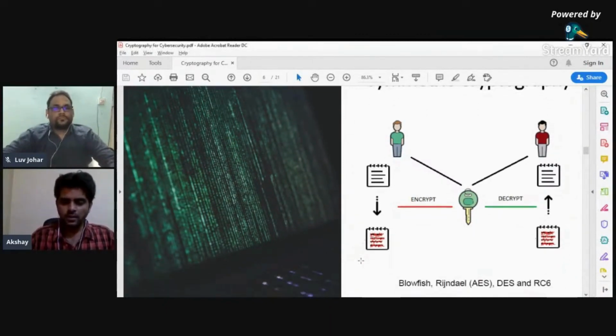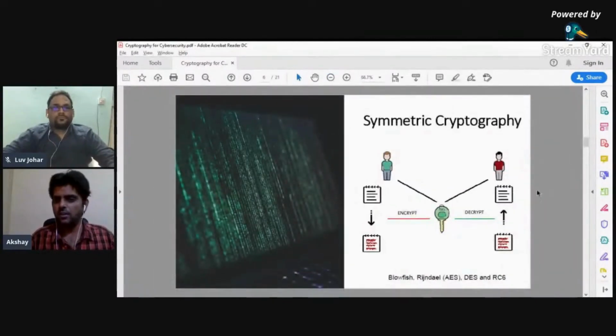A couple of algorithms that use this symmetric mechanism are Blowfish, Rijndael, which is the AES, which uses the Rijndael mathematical algorithm to implement symmetric encryption, DES, and the RC series of encryptions, RC1 to RC6.